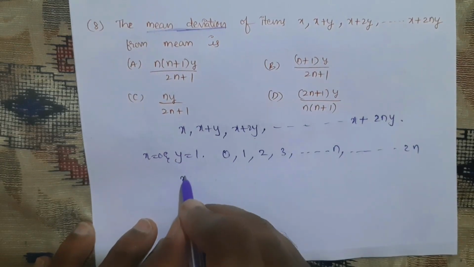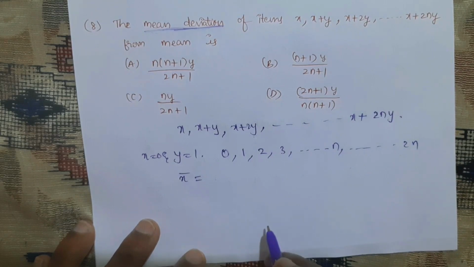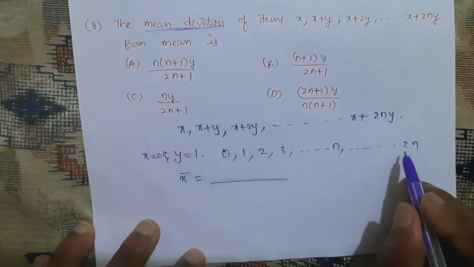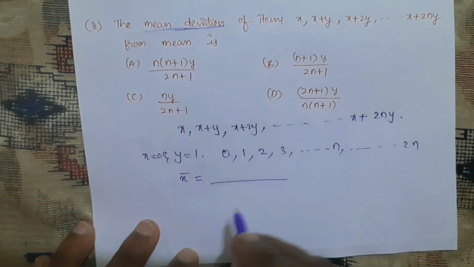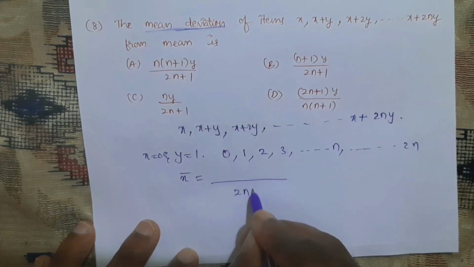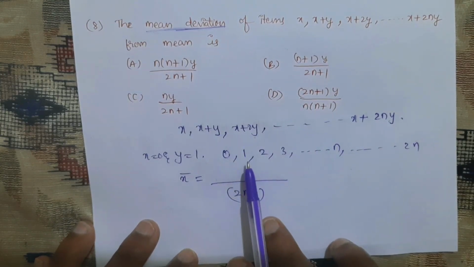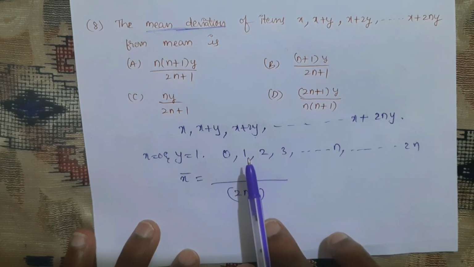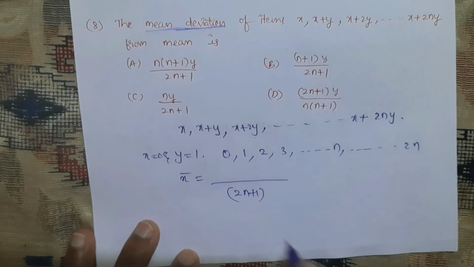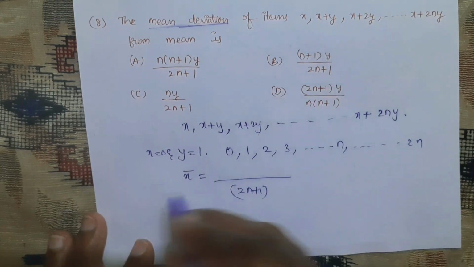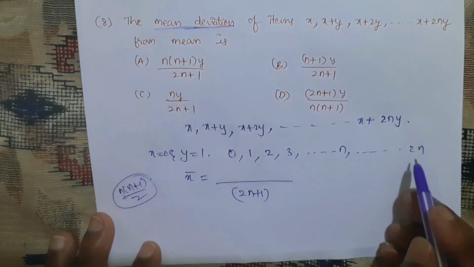Now what is the mean here? What is the mean? Sum of all observations divided by the total number of observations. Total number of observations, how many are there? This is 2n and again 0. That means the total number of observations is 2n plus 1. Now what is the sum of all these observations? We know it is in the form of natural numbers. Sum of all natural numbers 1, 2, 3 and so on, up to 2n. The natural numbers formula is n into n plus 1 by 2. Why? Because that is for n natural numbers, and here 2n are there.